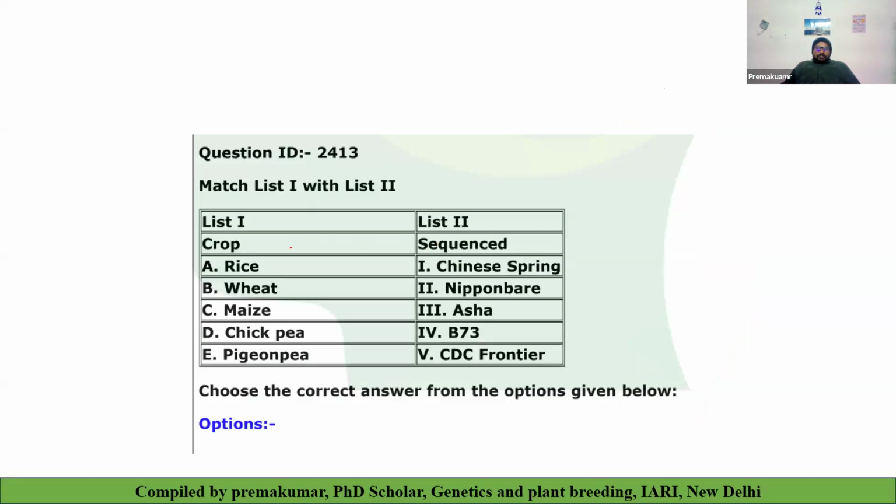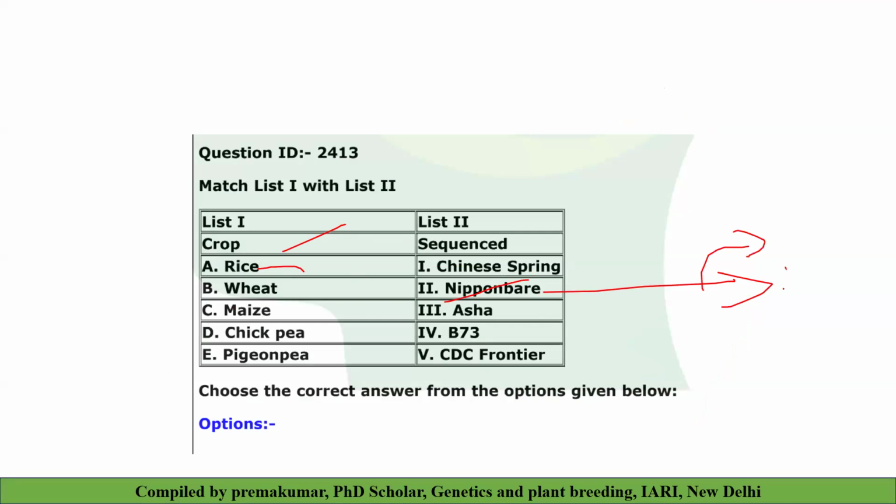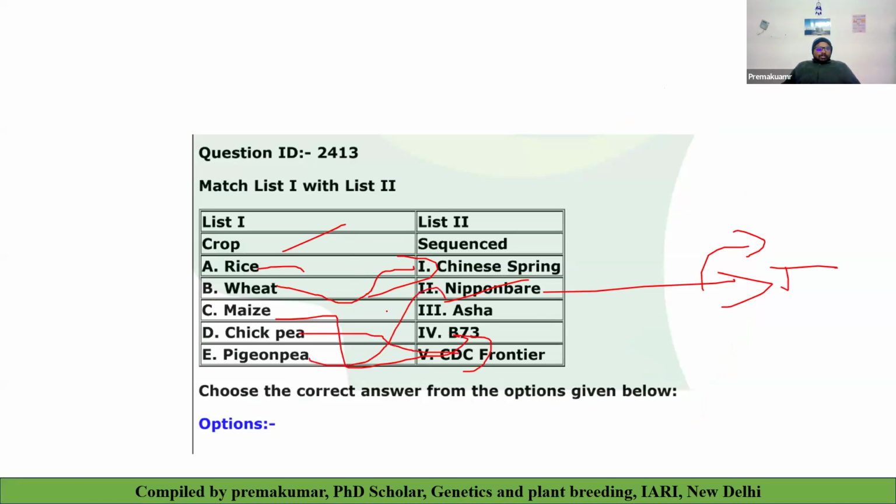Then we'll come to reference genomes. Rice reference genome is Nipponbare. Is this Japonica, Javanica or Indica? Japonica, sir. Then wheat, Chinese Spring. Maize, B73. Pigeon pea, Asha, ICPL 87119. Pigeon pea, Asha. Okay.